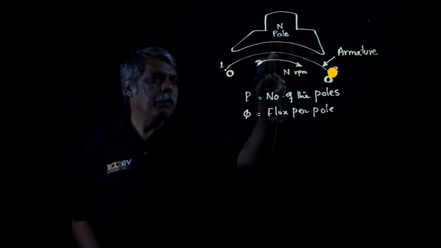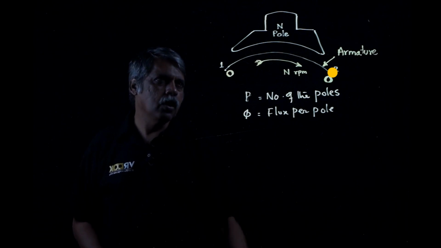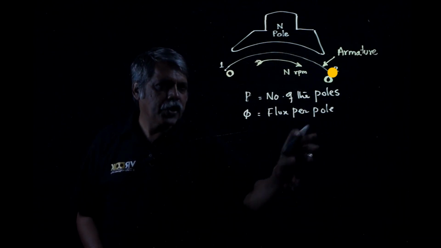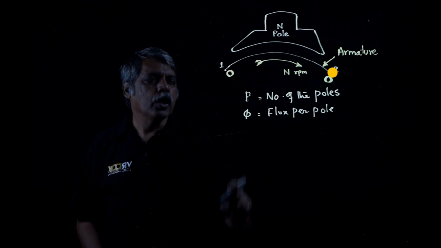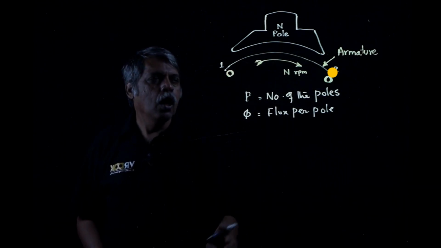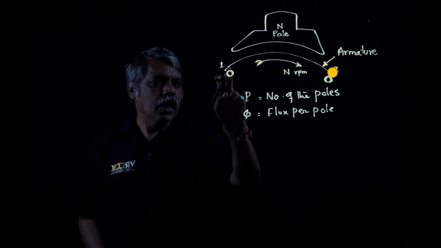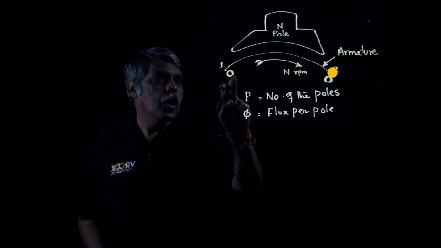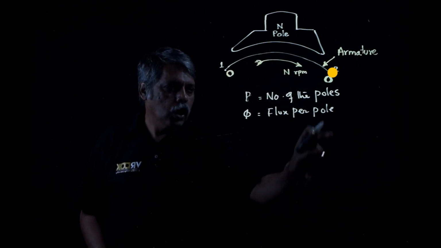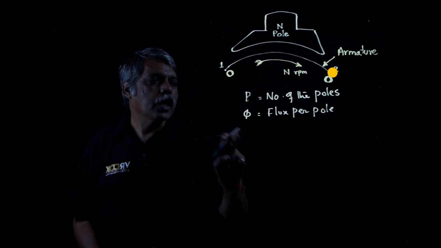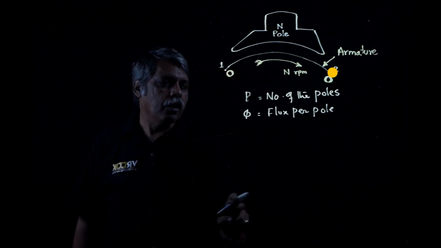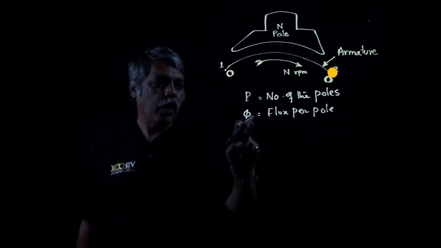If there are P poles present on the machine, all the P poles are symmetrically arranged. Therefore, in one revolution, each conductor, that is the conductor I have considered here, will be moving under all the poles. Therefore, it will be cutting a flux of P into phi.